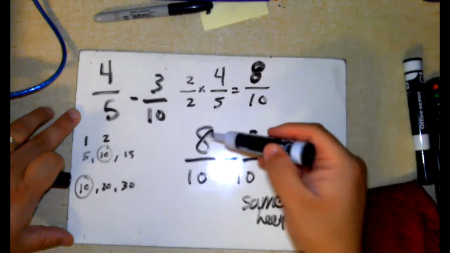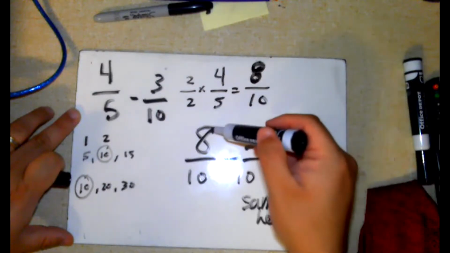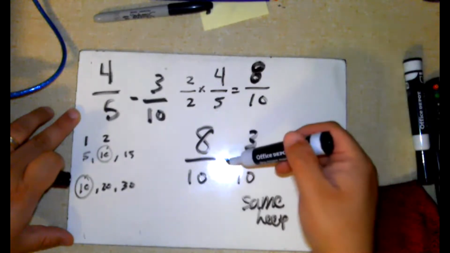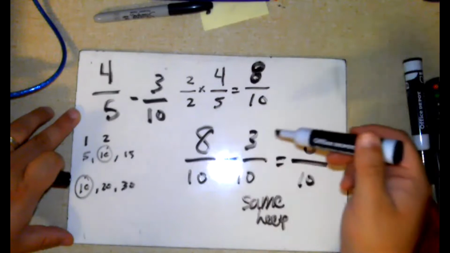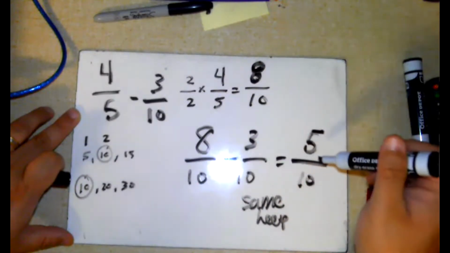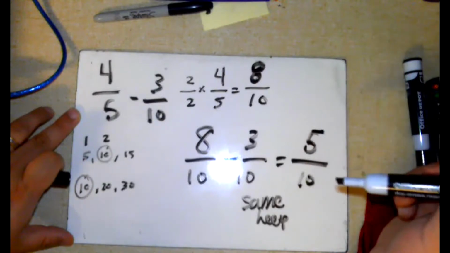Remember, it has to be a greater number. This number has to be greater than this one. If not, then we need to borrow from the whole number or the mixed number. And I'll show you guys that in a little bit. So we got 5/10, okay?